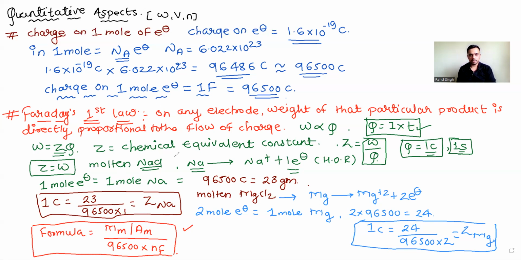So up to here this is clear. We got the value of Z, and we also have the value of Q. Now we can put these values into the equation. We will write it again here: W is equal to Z into Q.